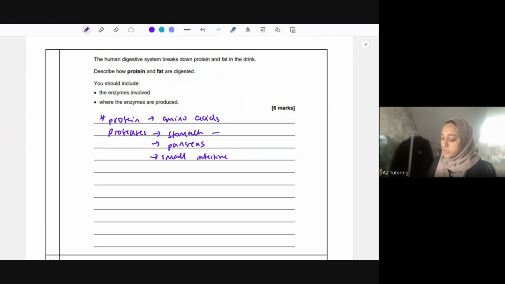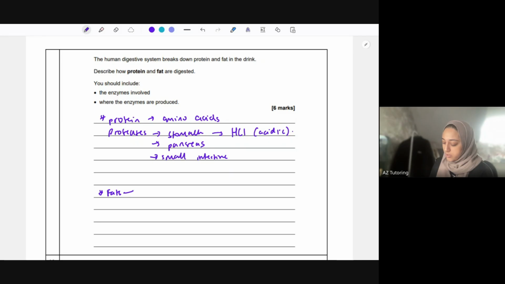You could also speak about how the stomach has hydrochloric acid inside. So the proteases that are found are adapted for the pH of this area, which is really acidic. You could speak about that as well. Okay, so that's for proteins. Let's speak about fats now. So it's probably a good split, like 3 marks each.